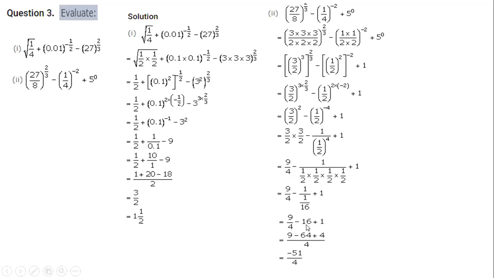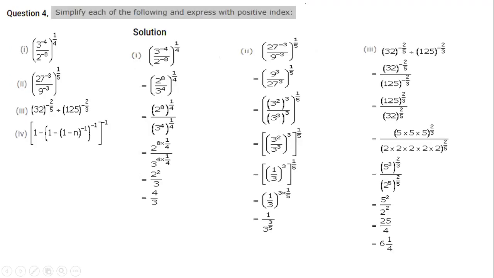But if you have done very well in the previous classes, then you can directly write this after this step: 9 by 4 minus 16 plus 1. There will be no deduction of marks for skipping these steps, but make sure you are well versed in the laws of exponents, the negative part of exponents, and the fractional part of exponents. If you are very well aware of that, then you can do these questions directly. 9 by 4 minus 16 plus 1. On solving, we'll get minus 51 by 4.